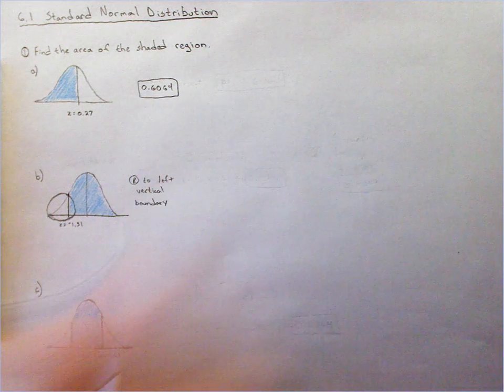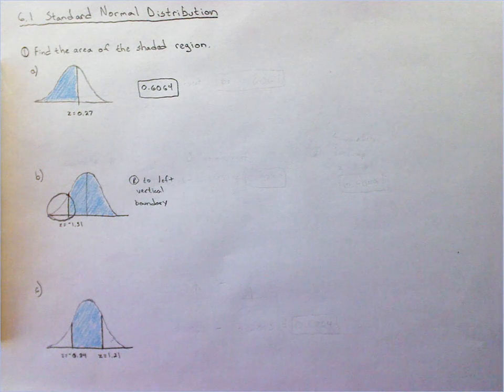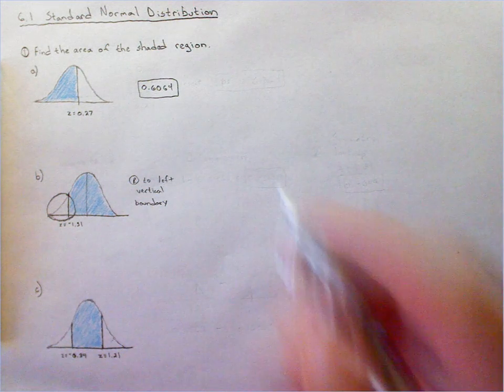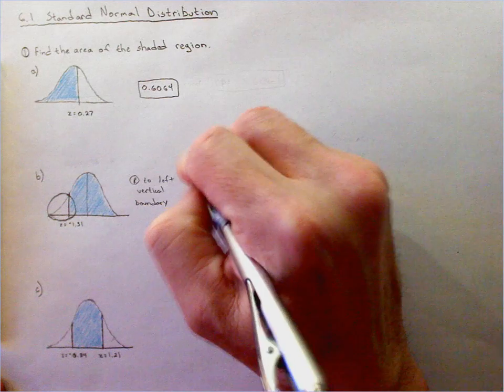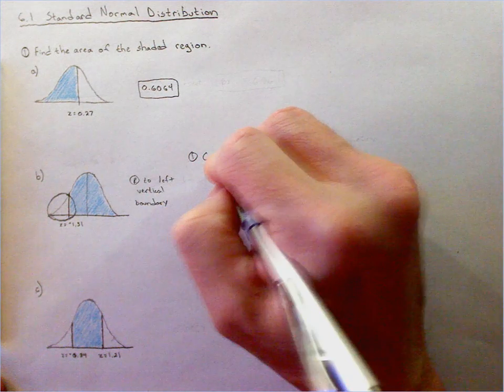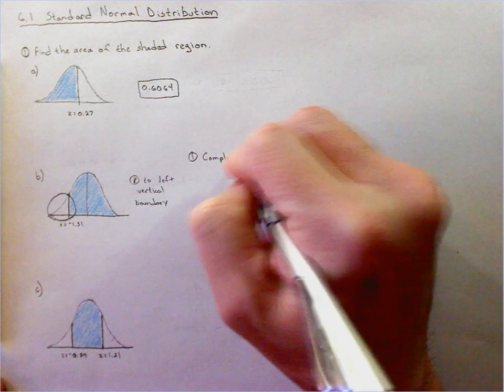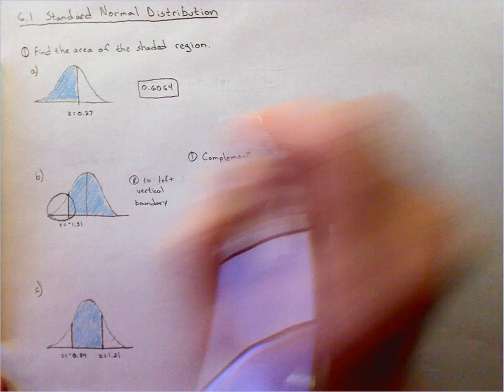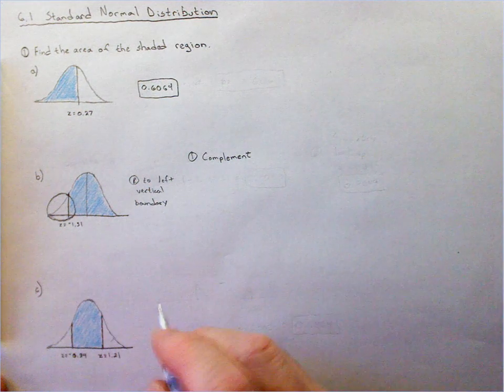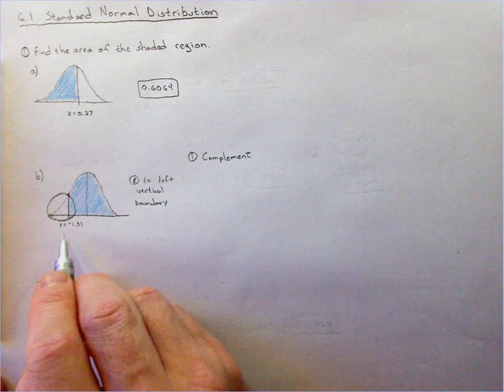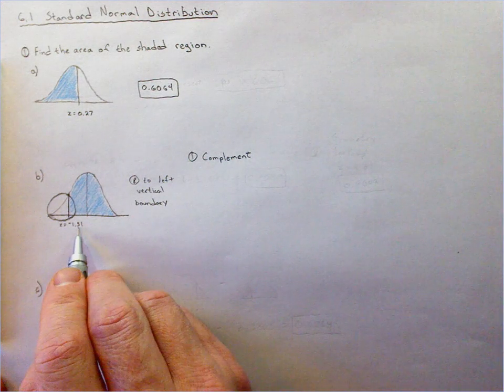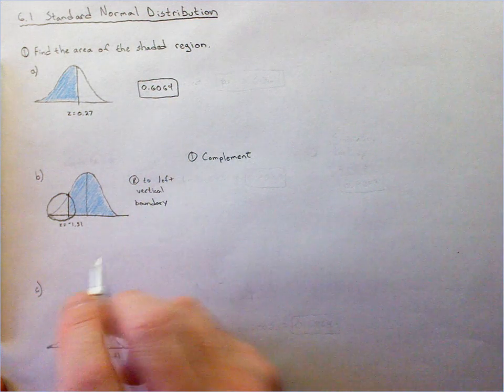So what we look up using our table is not going to give us the correct information. But there's two ways to solve it. And the first way I will call the complement. And we should remember that. Complementary. So whatever I find, I'm actually going to look up this z-score and find that value, and then I'm going to subtract it from 1.